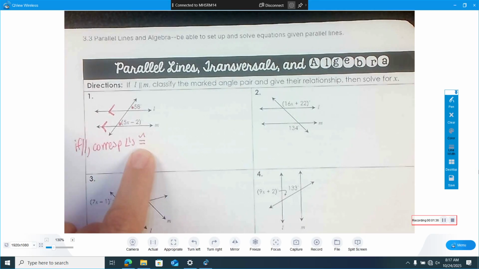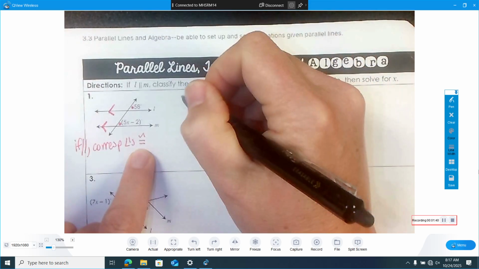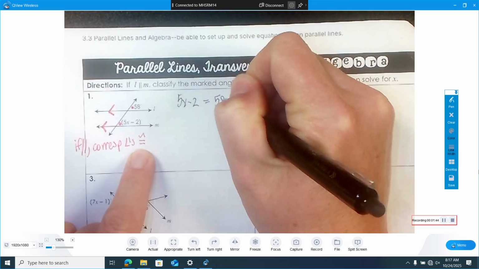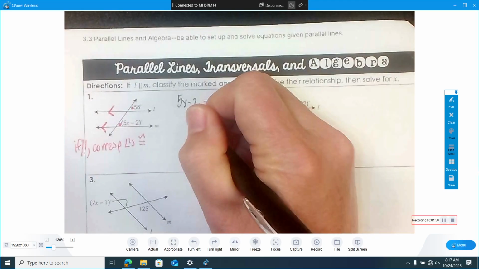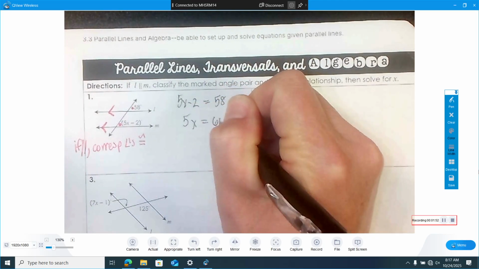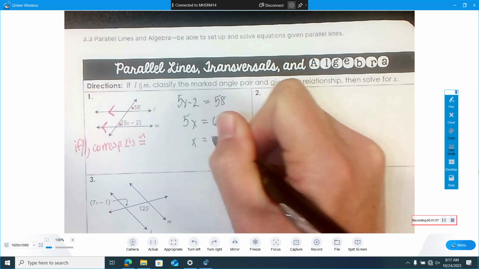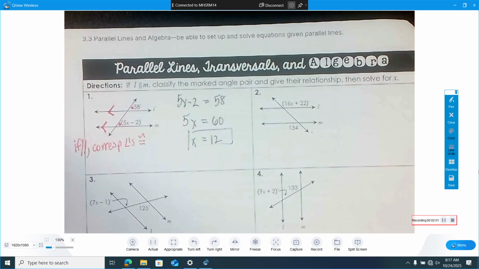What should I write if I know that they're congruent? Yeah, they're equal to each other. So 5x minus 2 is equal to 58. And then we can solve for x. What should we do? Add 2. So we get 5x equals 60, and then divide by 5 to get x equals 12. All right, we solved for x. We're done. Super. Oh, I'm running out of black.